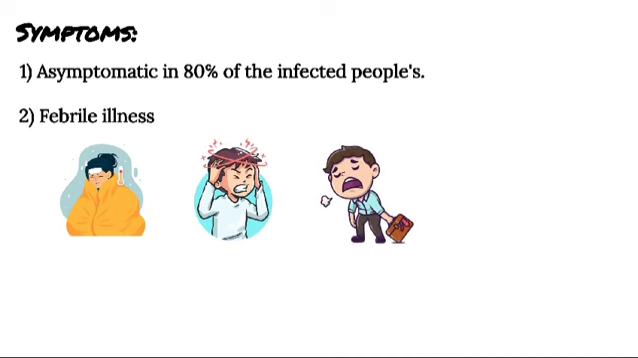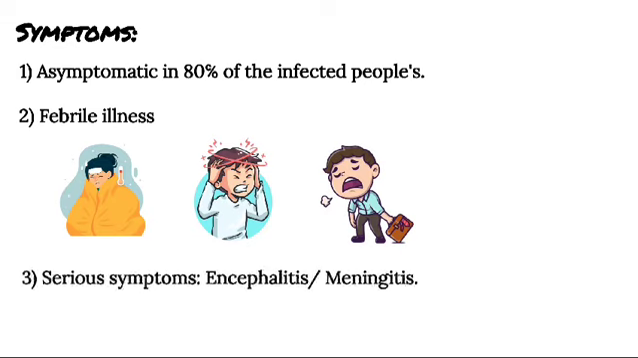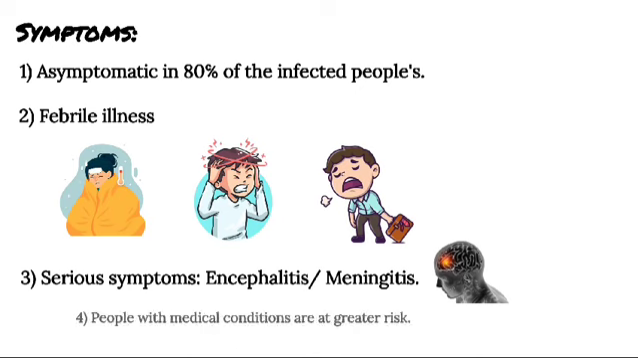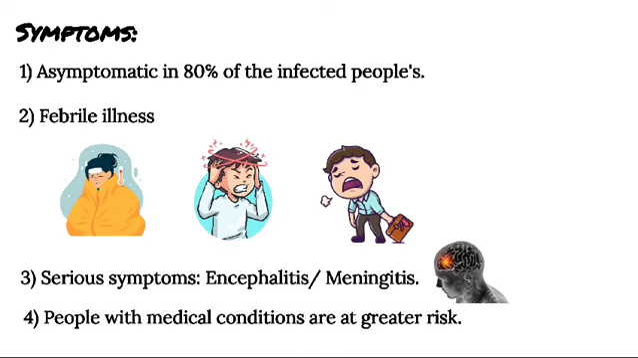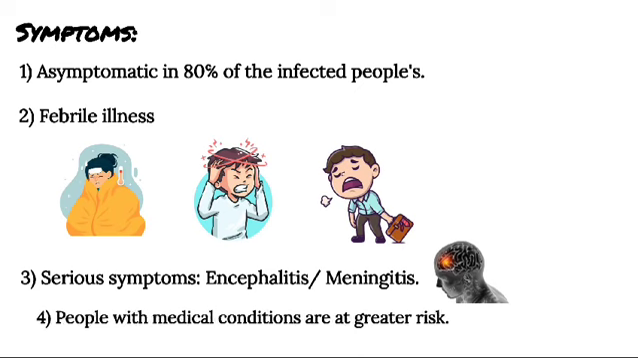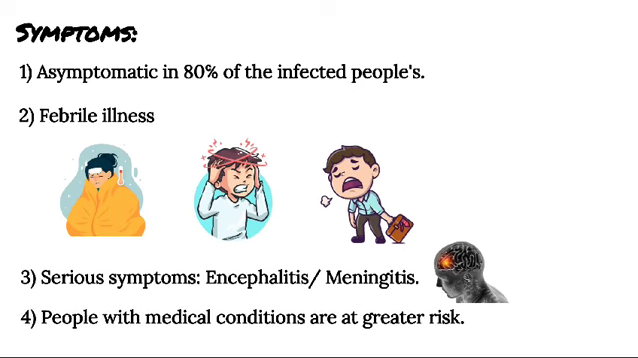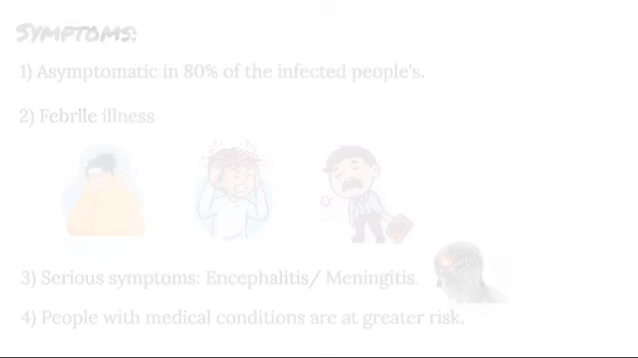Serious symptoms in a few people. About 1 in 150 people who are infected develop a severe illness affecting the CNS such as encephalitis, inflammation of the brain, or meningitis, inflammation of the membranes that surround the brain and spinal cord. People with certain medical conditions, such as cancer, diabetes, hypertension, kidney disease, and people who have received organ transplants, are also at greater risk. Recovery from severe illness might take several weeks or months. Some effects to the central nervous system might be permanent.